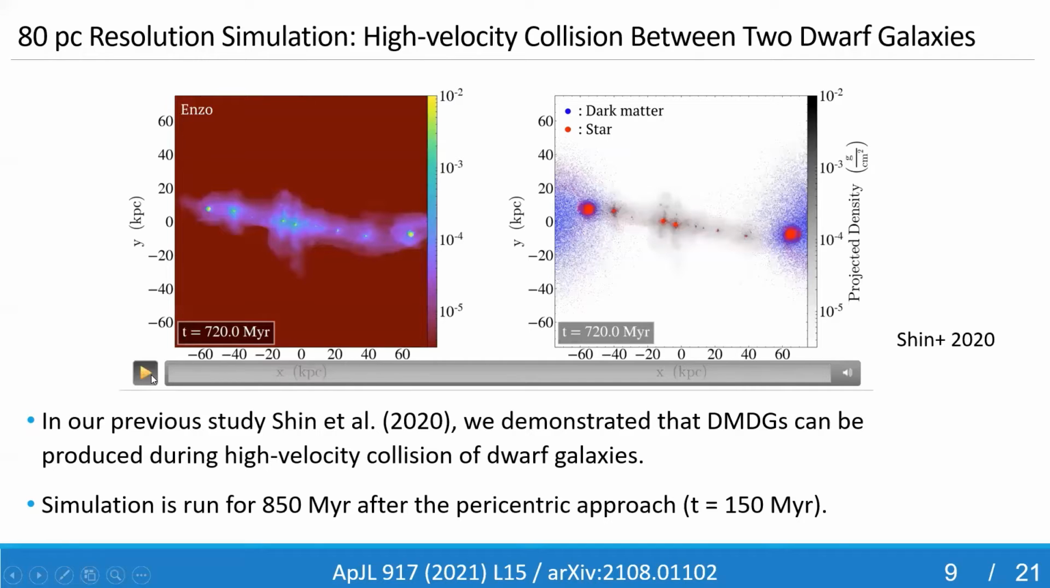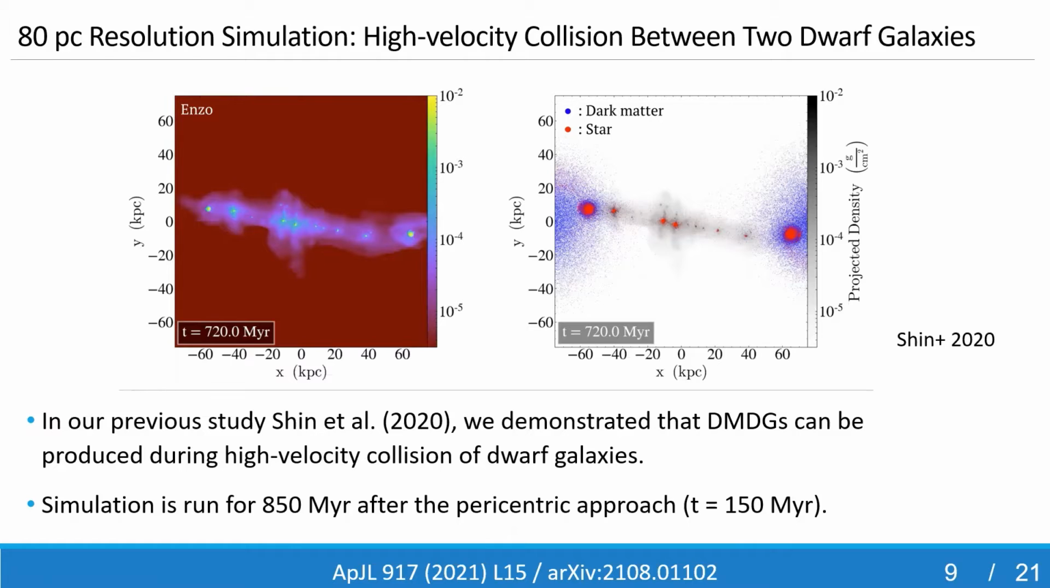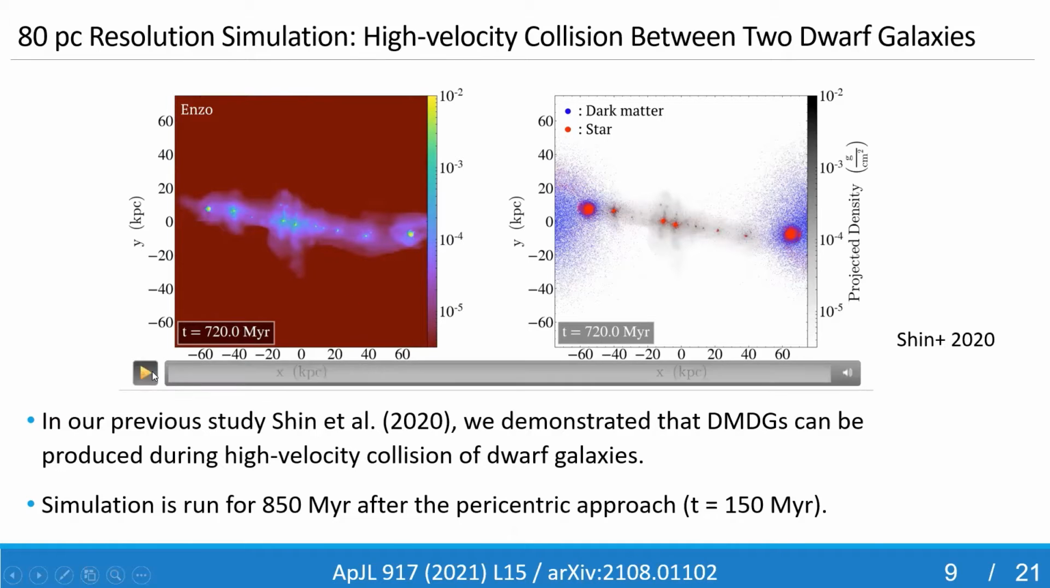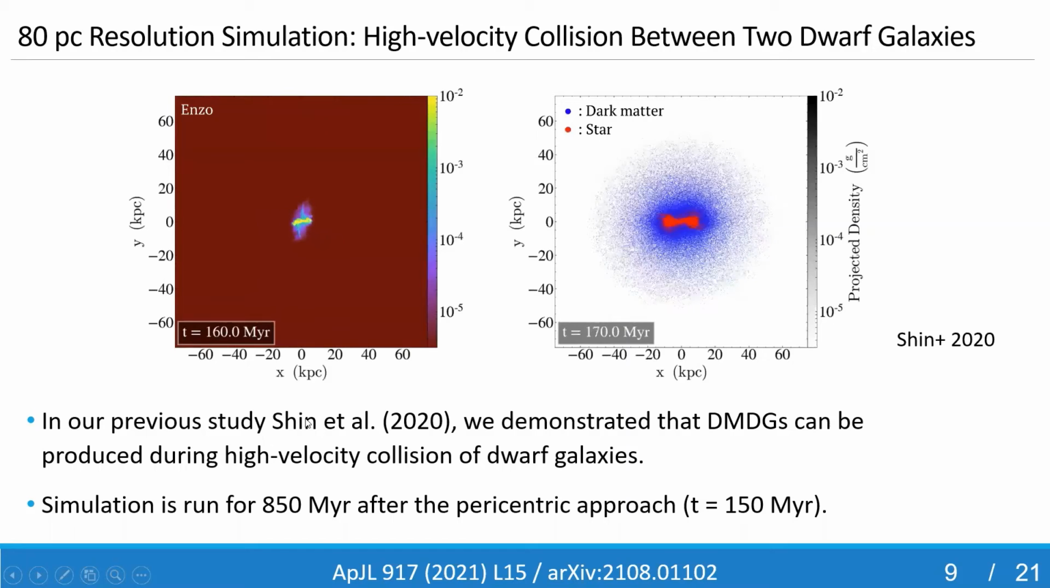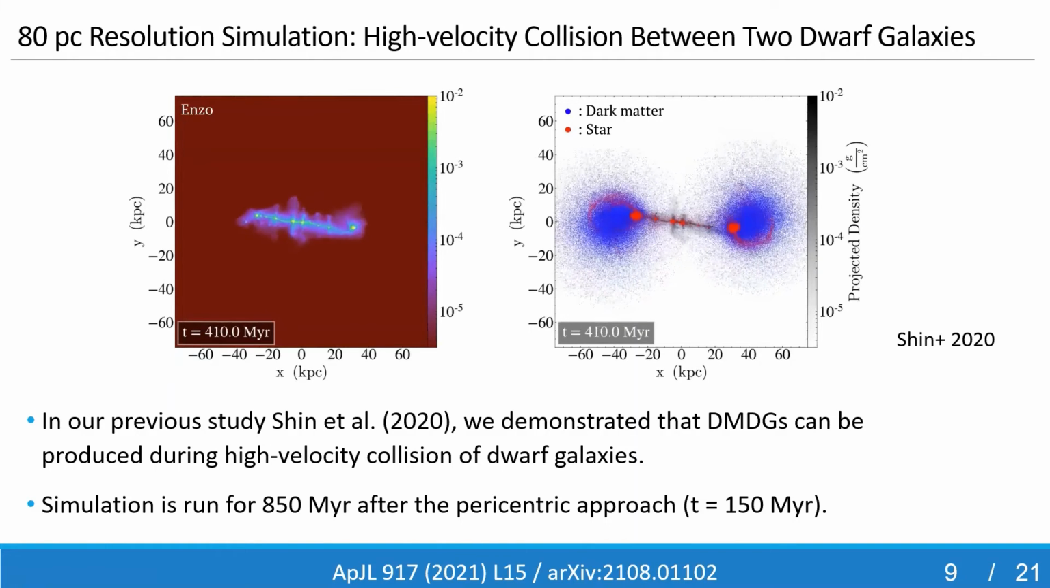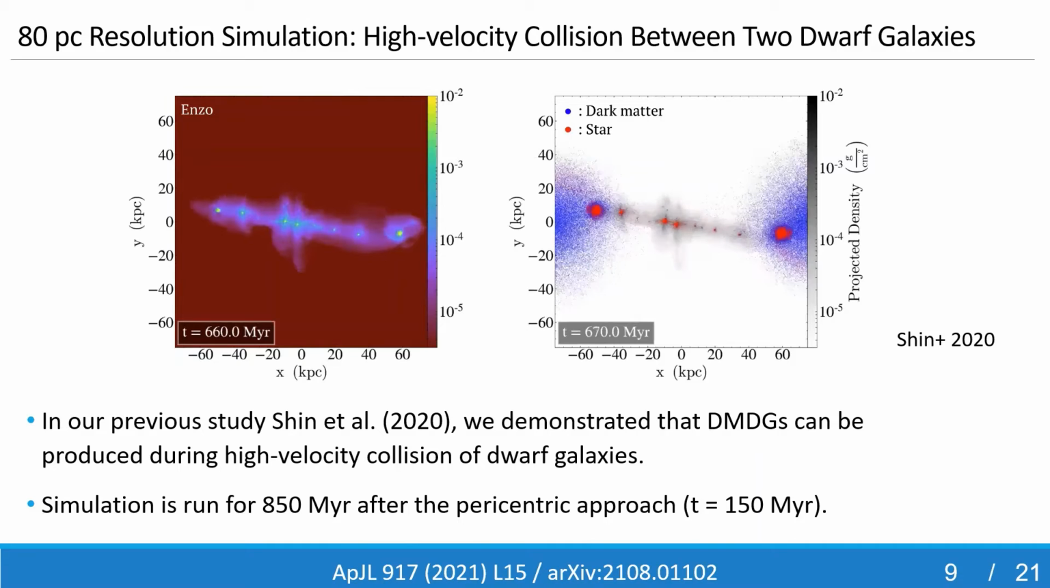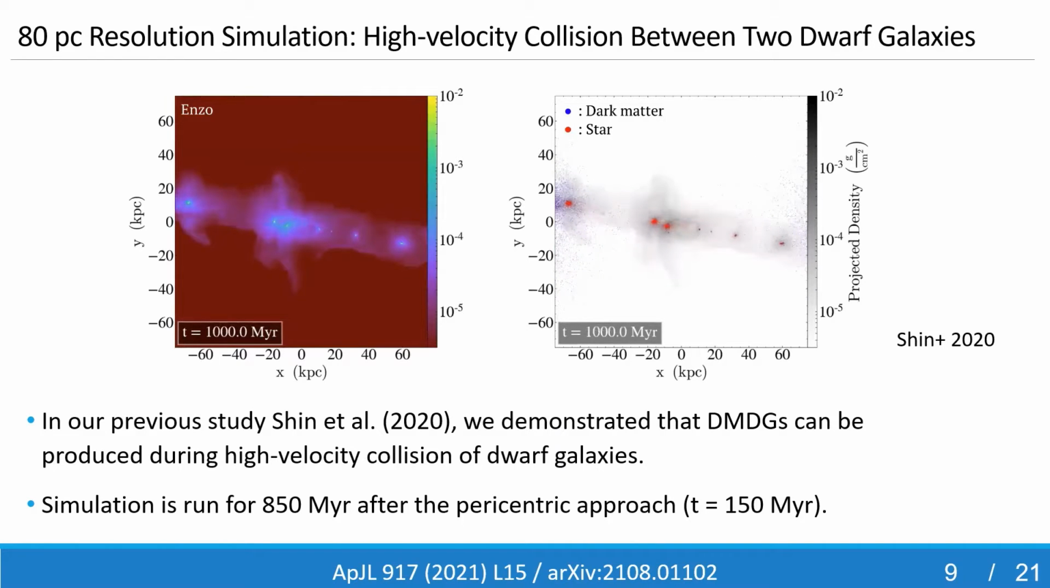In our previous study, Shin et al. 2020, which I also co-authored, we demonstrated that DMDGs can be produced during high-velocity collision of gas-rich dwarf galaxies. The simulation was carried out with the ENZO code, and its resolution is 80 parsec. At the end of the simulation, in the dashed circles, like this, we can see that there are only stars but no dark matter.